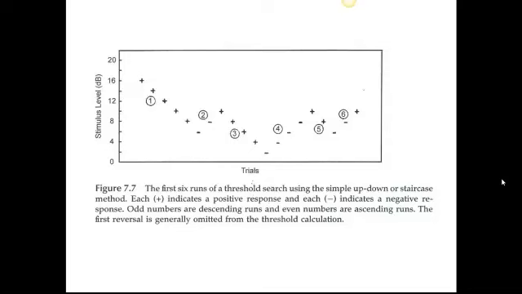So in this case, the stimulus started at 16 dB. The person heard it. It went down to 14 dB and they heard it. 12 dB they heard it. 10 dB they heard it. 8 dB they heard it. 6 dB they didn't hear it. So it reversed and it went up to 8 dB. They didn't hear it. It went up to 10 dB and they did hear it, so it started descending again. So you get the idea going across. And like I said, when they are calculating threshold, they're going to throw out that first run. So that first descending run is going to be removed from the threshold calculation.